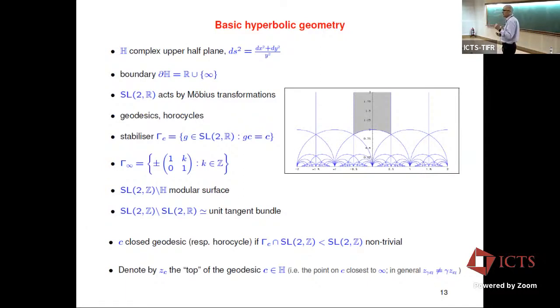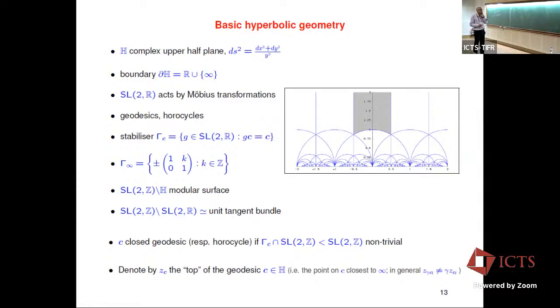And then we're going to apply, as we've seen in this conference already, uniform distribution of horocycles. That'll be in the background. Okay, so H denotes the upper half plane. The boundary is ∂H. SL(2,R) acts by Möbius transformations. I don't need to explain to you how geodesics and horocycles look, but there are a few examples here of geodesics in this picture, and no horocycles.